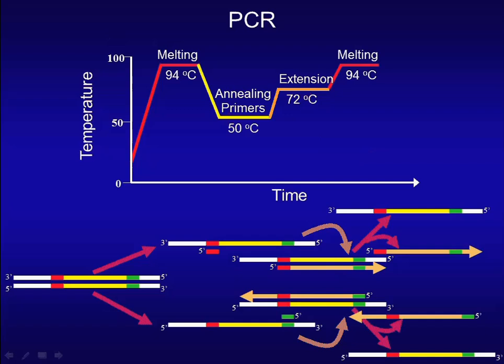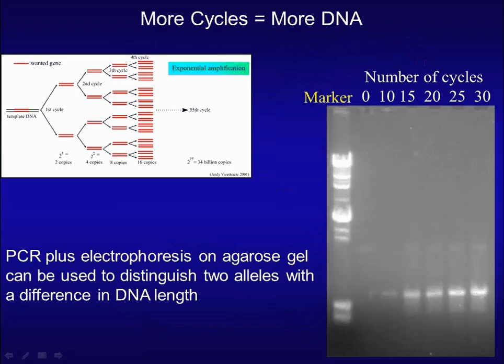Typically, a PCR reaction is set for 30 cycles. Here is one same reaction run with different number of cycles. The more cycles used for reaction, the more DNA will be generated. PCR plus electrophoresis on agarose gel can be used to distinguish two alleles with a difference in DNA length.